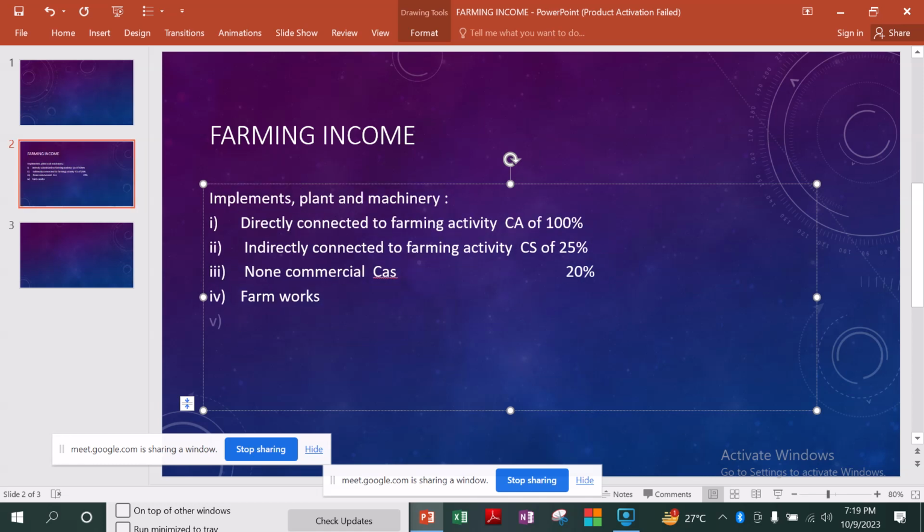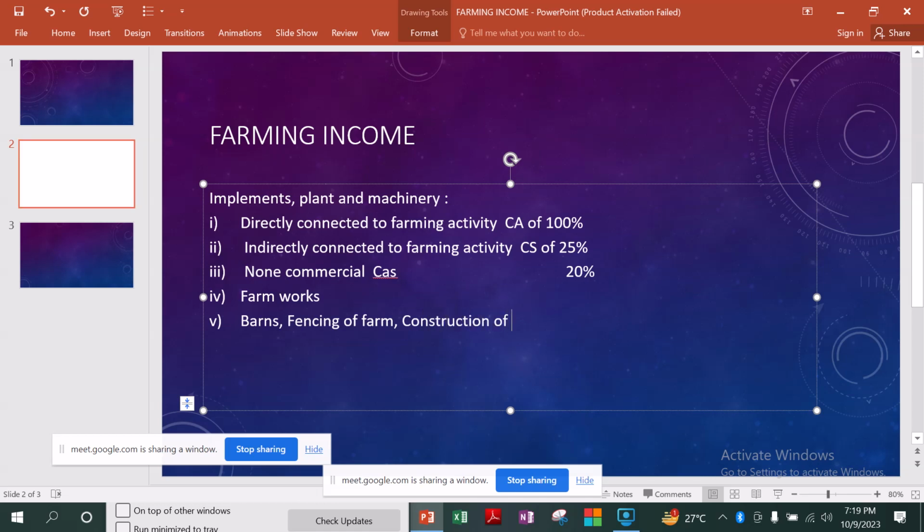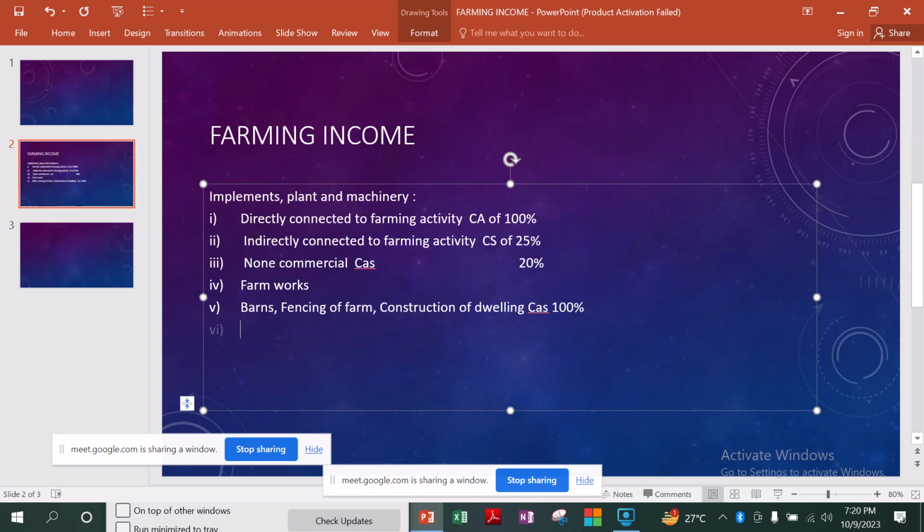So we look at things like barns, fencing of the farm, and construction of dwelling houses. These will also attract capital allowances at 100%. We have 100% capital allowances. These are under farm works.